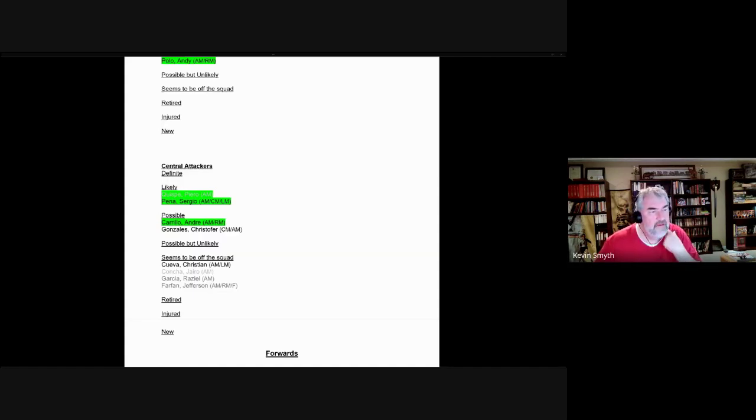Christopher Gonzalez, our second possible candidate, however, was not selected even for the preliminary squad. But we do have one player who's seemingly off the squad, and I'm quite happy about it because I like watching Christian Cueva. So he was selected not only for the preliminary squad, but for the final squad. Even though there is an injury tag on him, we had him as seemingly off the squad because he hadn't been selected for the last 10 matches.